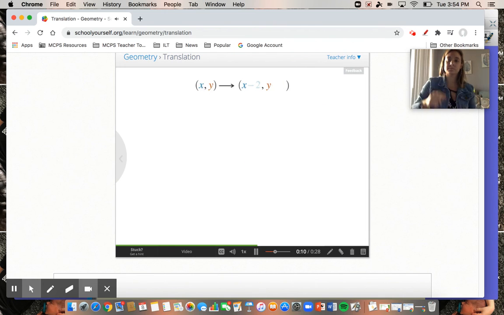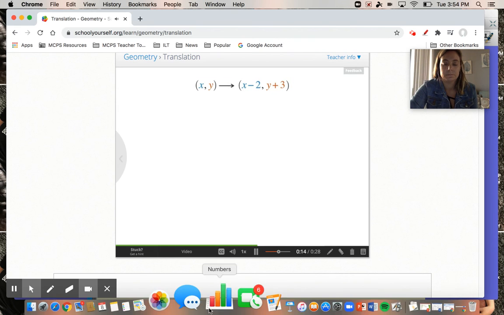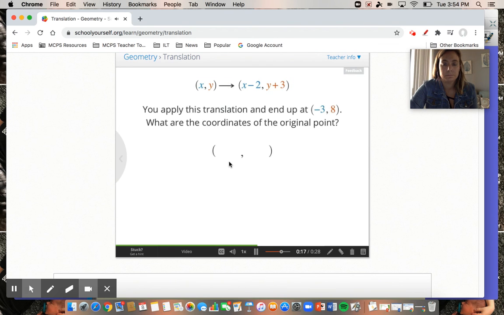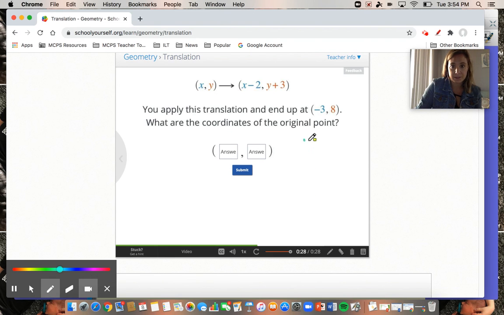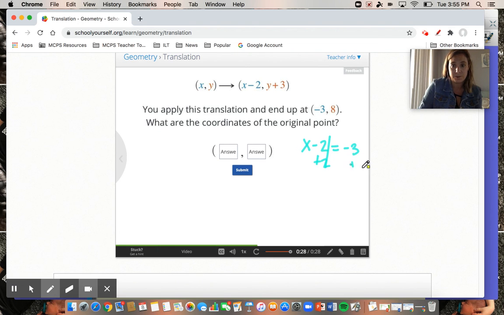Next, suppose you have the translation x comma y to x minus 2 comma y plus 3. This time, I'm not telling you where you start, but after the translation, you're at the point negative 3 comma 8. So then what were the coordinates of the original point before the translation? Okay, so this is going backwards. It's like I have this equation, and it's almost like I can say x minus 2 equals negative 3. I'm not going to plug in. Oh, it's those 2-step equations, or this is a 1-step equation that we reviewed last week.